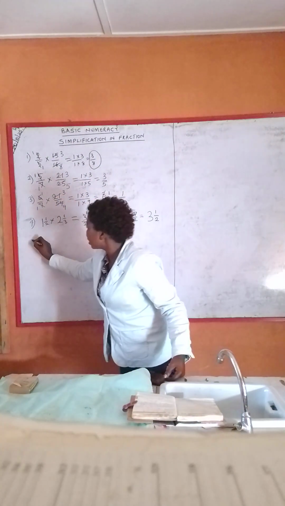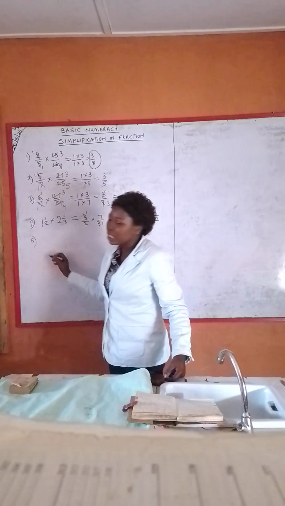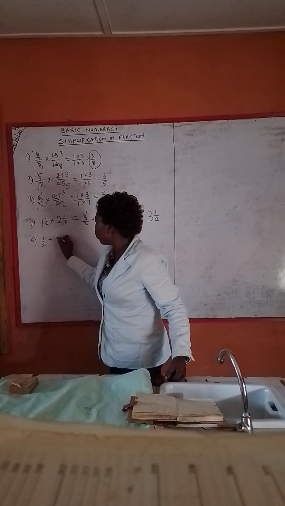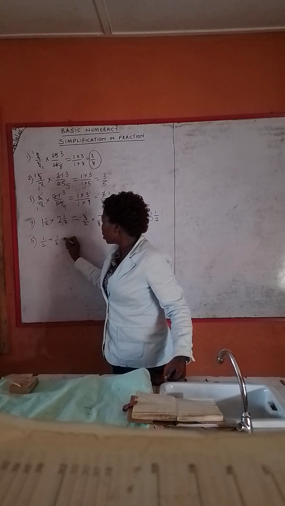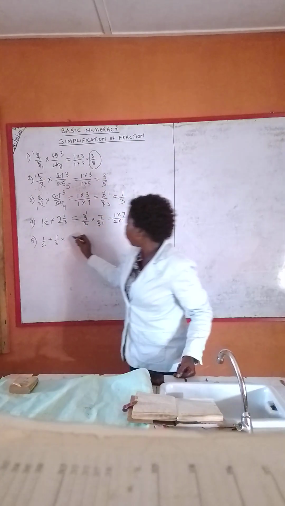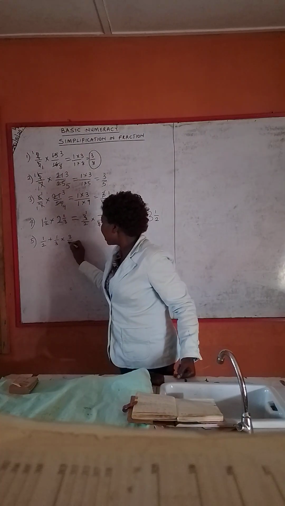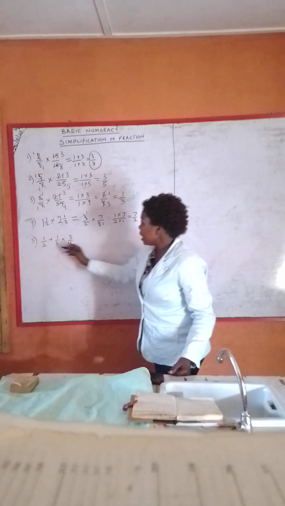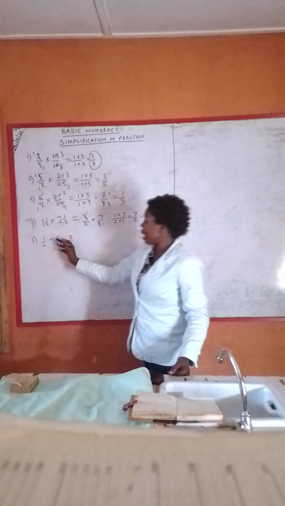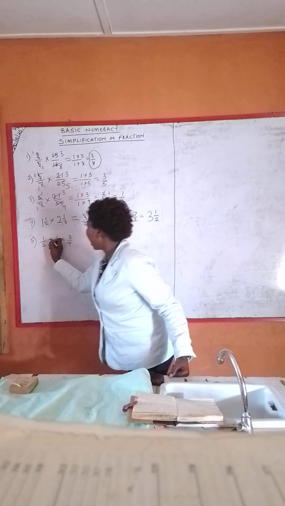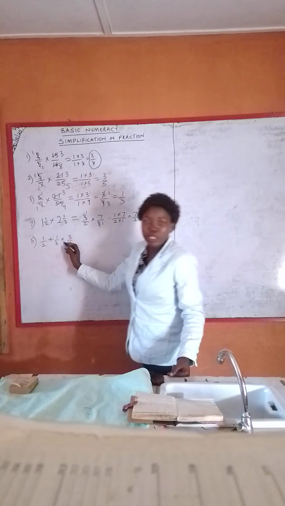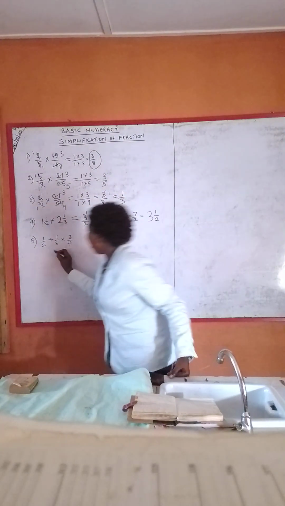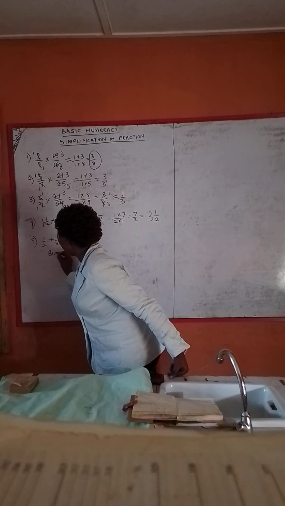Now let's do this: 1 over 2 plus 1 over 3 multiplied by 3 over 4. You can see that this is different from what we have been doing from the beginning. Anytime you see this, you have addition here and multiplication here. You have to follow a law. We call it BODMAS.